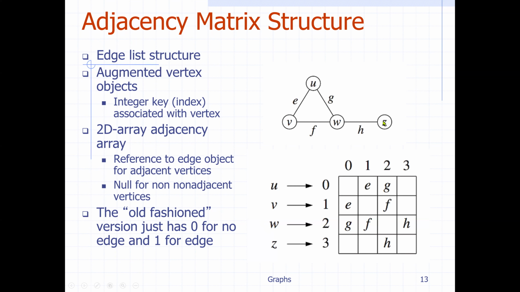Now, when we look at Z at 3, Z is not connected to 0, U, so we leave it. Z is not connected to V, we leave it. But Z is connected to W, so we have H. Then Z is not a self loop, so we leave that empty also. So that's how we represent, again, a graph in adjacency matrix. Now, the size of the matrix, as we said earlier, depends on the number of vertices you have.